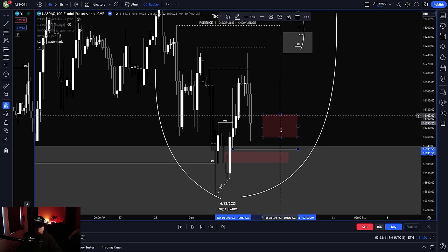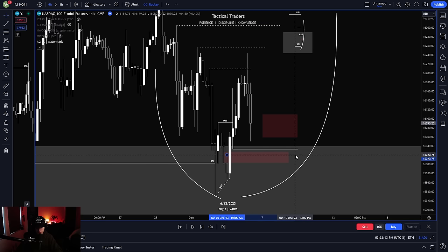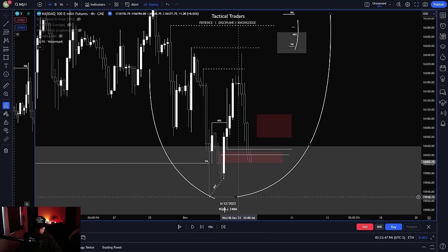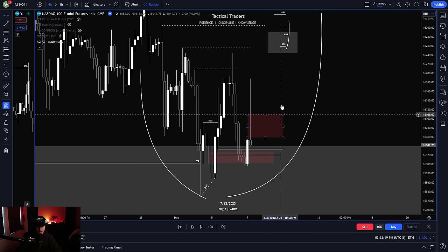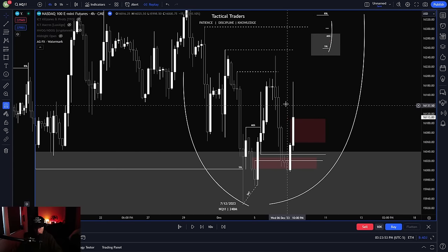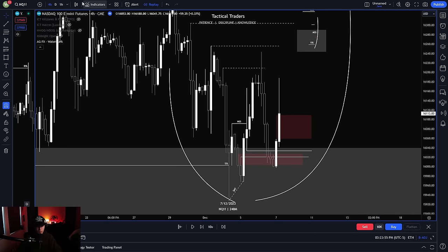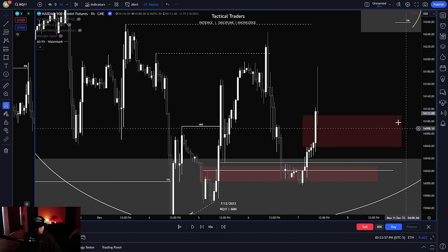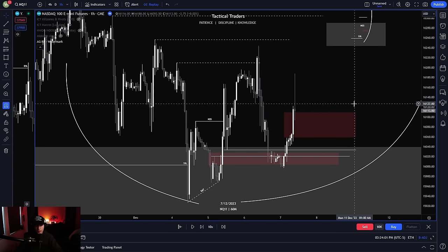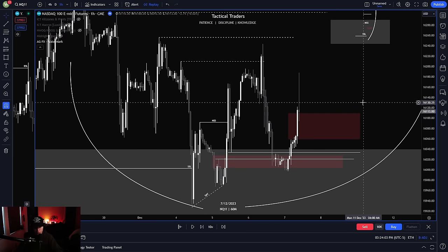Sorry, let me clean this up a little bit here. We end up coming back down to this imbalance, right? Once we bounce off of this, off the inverse fair value gap, I'm looking for displacement, again recognizing the bigger time frame model. Once this ends up getting bought up, this is when I can zoom into a smaller time frame and look for a possible setup here. If there is not a possible setup, then I am looking to see the next opportunity.